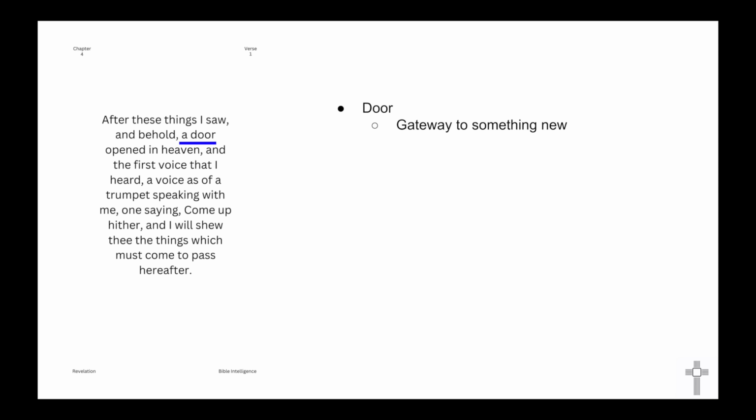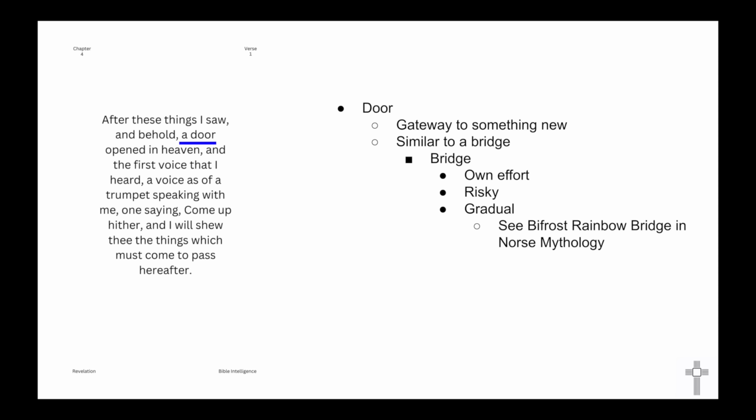It tends to be a gateway to something new. And I guess you could say spiritually or symbolically, it is similar to a bridge. Both a bridge and a door are gateways to something new. A bridge normally references one's own effort, and it's a little bit risky and gradual because you're taking quite a lot of time to cross it. We see this in the Bifrost, the rainbow bridge in Norse mythology. We'll be talking about that a little later because rainbows also pop up in this amazing chapter.